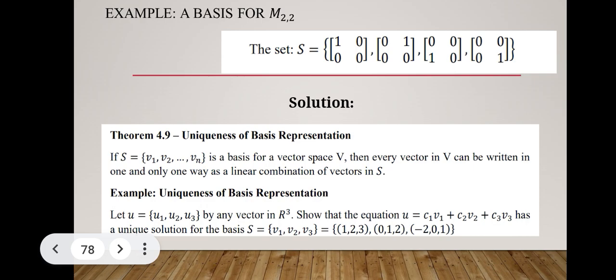That means that if S is equal to v sub 1, v sub 2 up to v sub n is a basis for a vector space V, then every vector in V can be written in one and only one way as a linear combination of vectors in S. An example of uniqueness of basis representation is that we let u, let u be u sub 1, u sub 2, u sub 3, be any vector in R cubed.